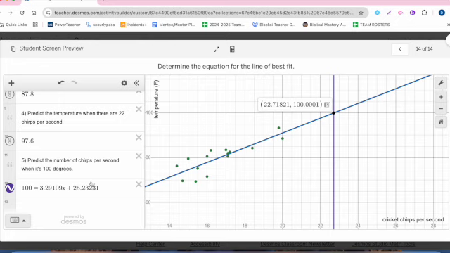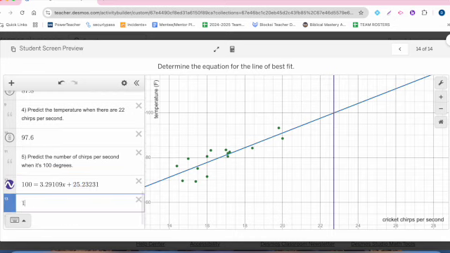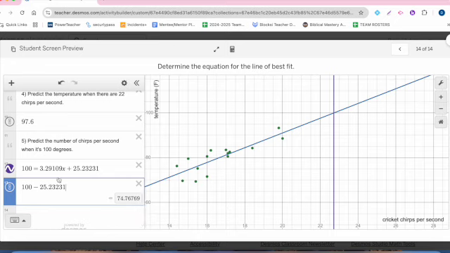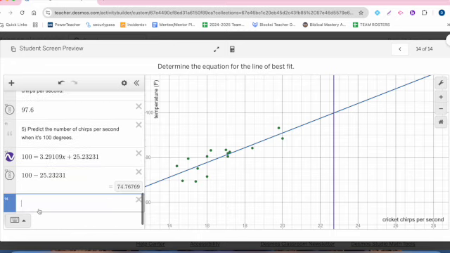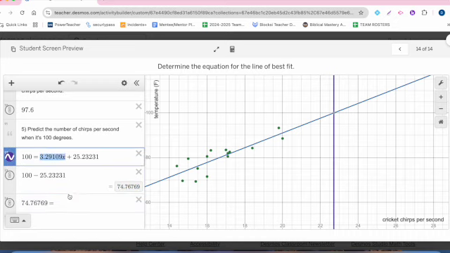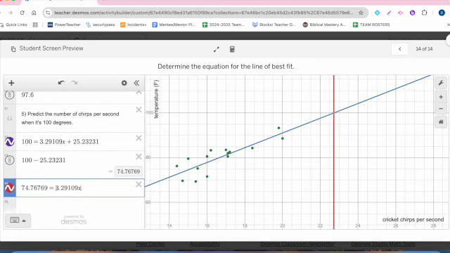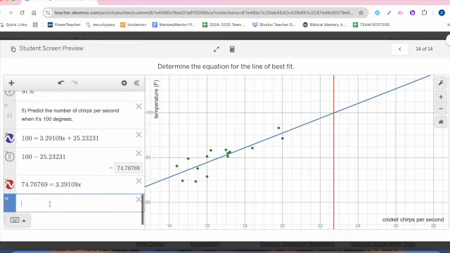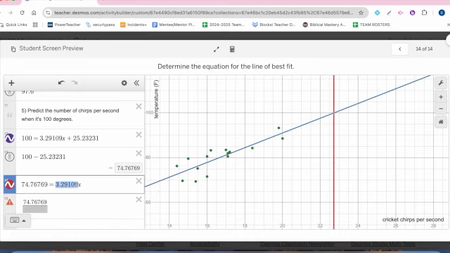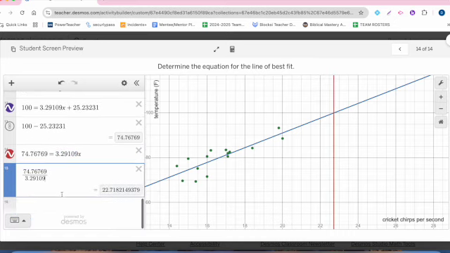How are we going to do that if we don't know how to do a little bit of algebra, right? So what do we do? 2 steps. First, subtract the 25 from the 100. Get 74.7 such and such. And then step 2, divide both sides by the 3.29 chirps per second. And the prediction is 22.7 chirps per second. It would probably be about 100 degrees outside.